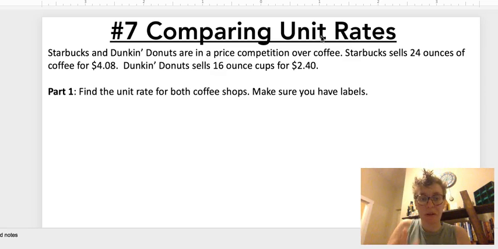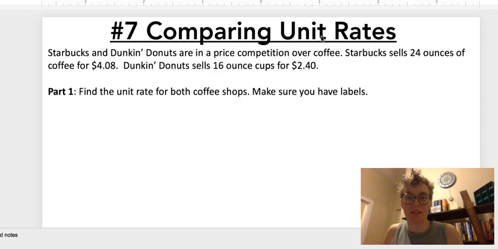Right now, if I read this problem, it's really hard to compare Starbucks and Dunkin' Donuts. Let's read. Starbucks and Dunkin' Donuts are in a price competition over coffee. That means they're both selling coffee and they want to have a cheaper price. Starbucks sells 24 ounces of coffee for $4.08. Dunkin' Donuts sells 16-ounce cups for $2.40.